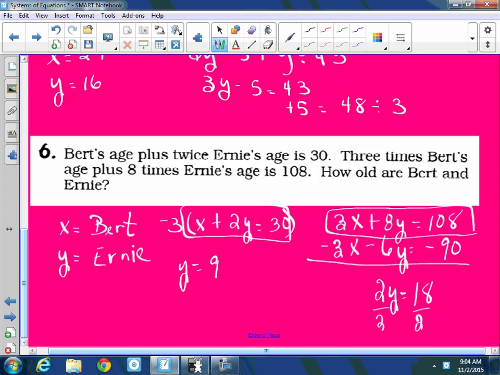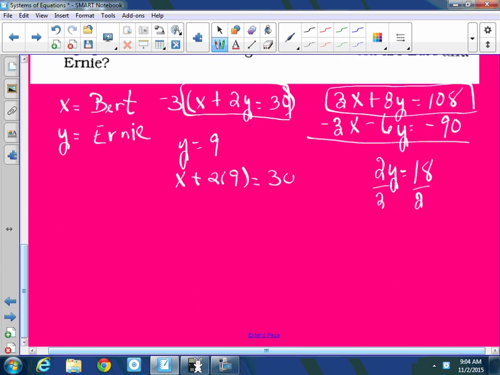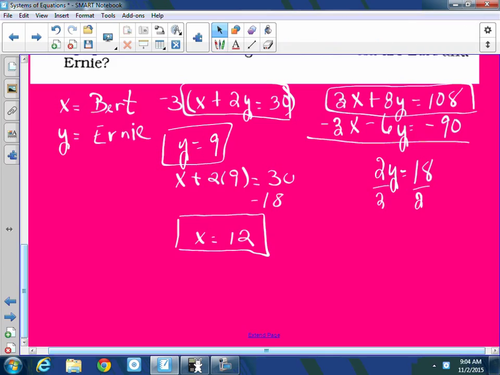Very good. See, this is the difference between that quiz on Friday taking 20 minutes and taking 40. The people that will take 20 minutes will realize those things and will do it a lot faster. It's a lot easier to plug here than it is to do it here. It makes a difference when you're doing 10 and 12 problems. It adds up. So that would be x plus 2 times 9 equals 30. So that would be minus 18. X equals 12. Okay? So that's my y, and that's my x. Are we good?